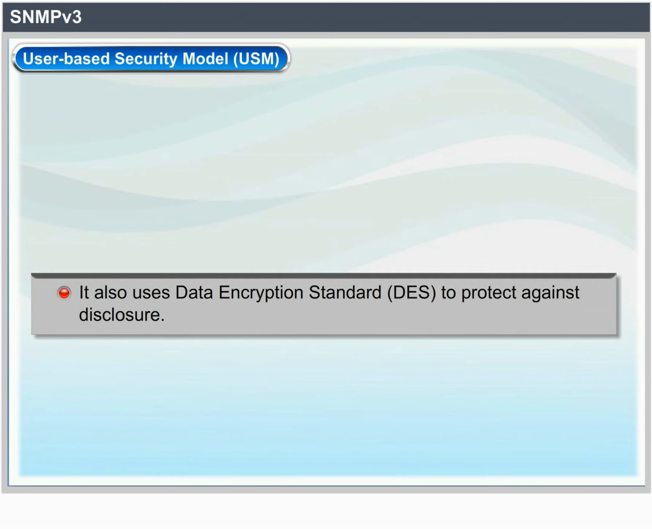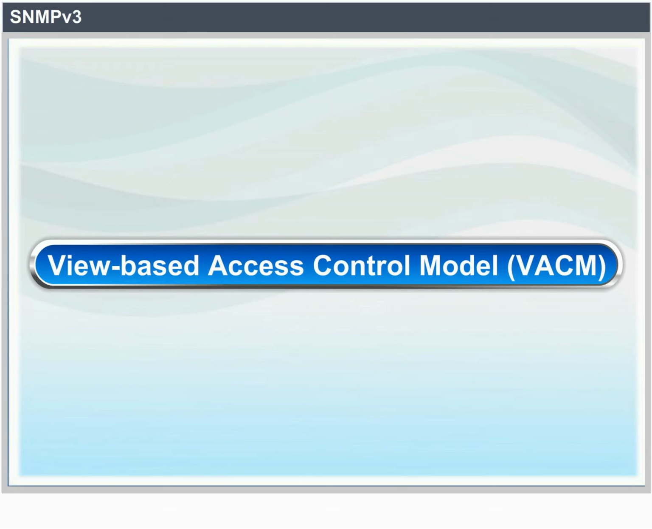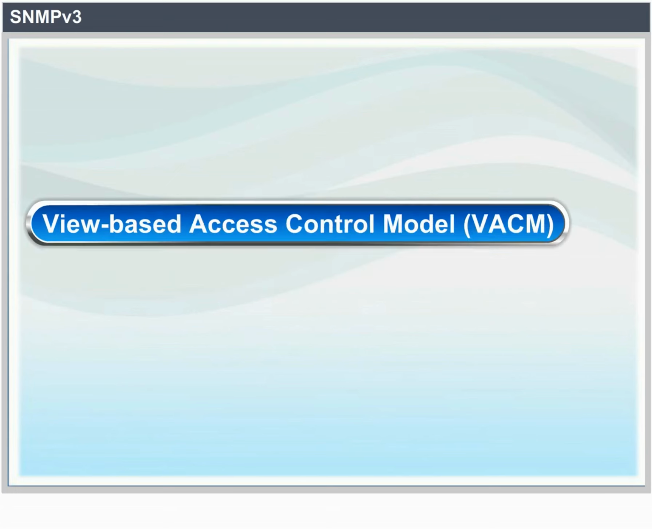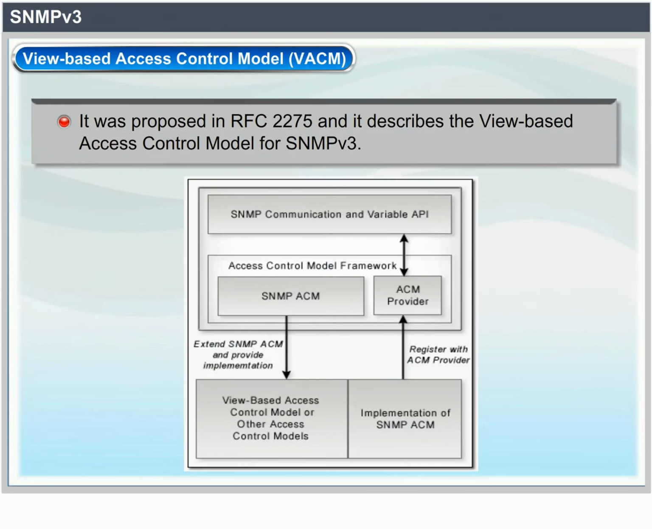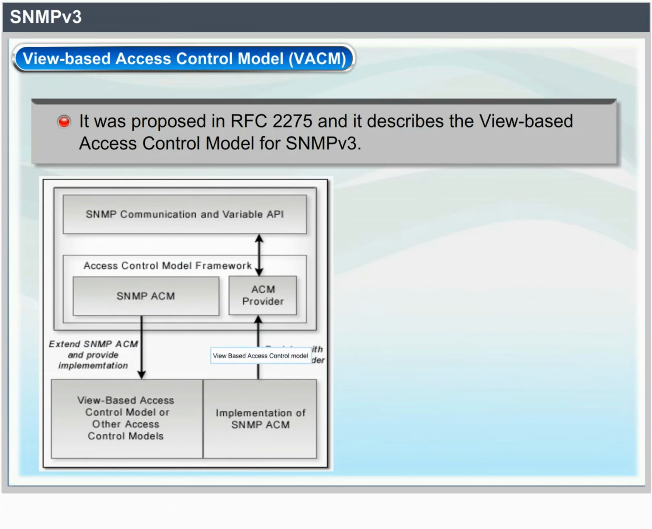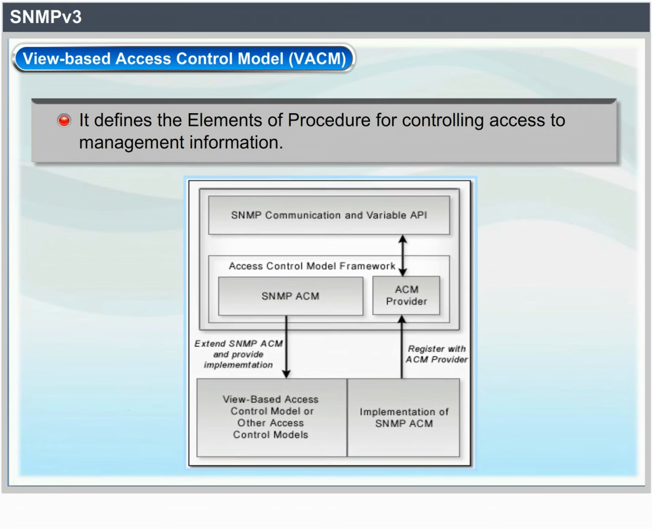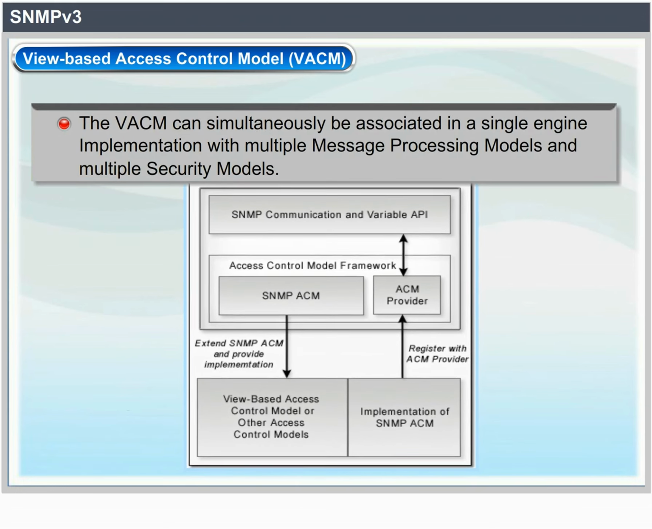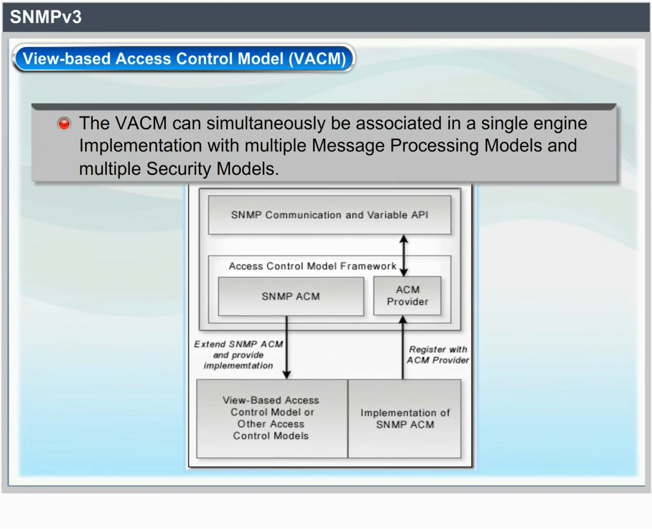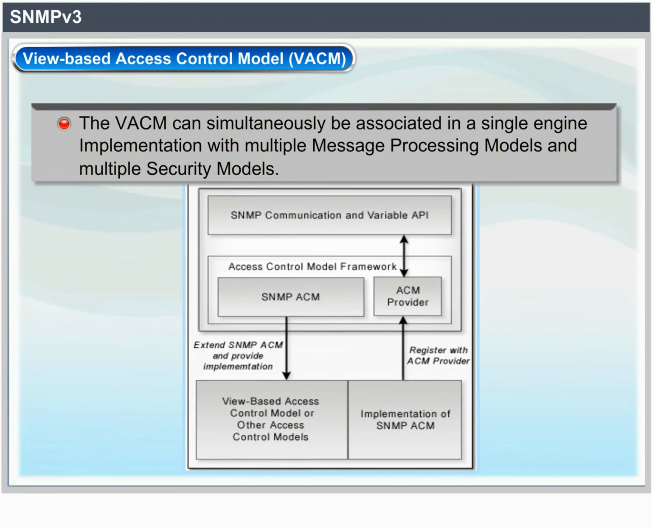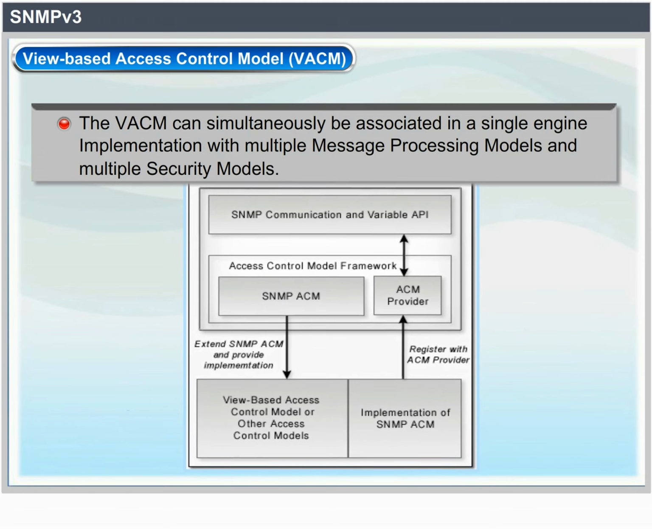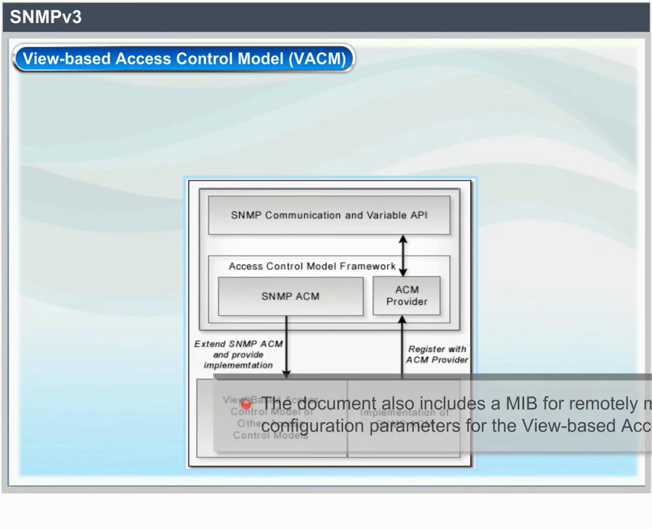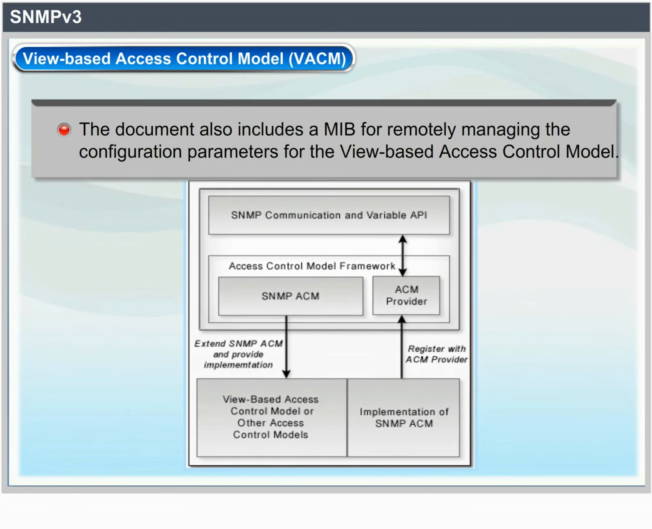View-based access control model or VACM. It was proposed in RFC 2275 and it describes the view-based access control model for SNMP v3. It defines the elements of procedure for controlling access to management information. The VACM can simultaneously be associated in a single engine implementation with multiple message processing models and multiple security models. The document also includes a MIB for remotely managing the configuration parameters for the view-based access control model.